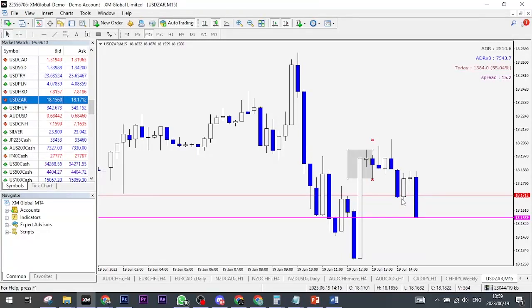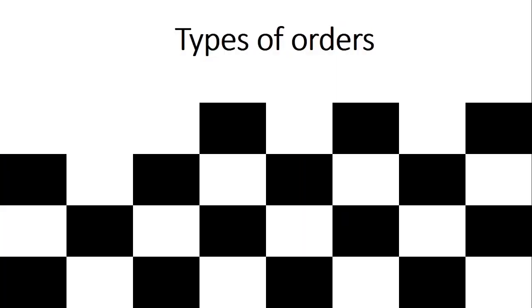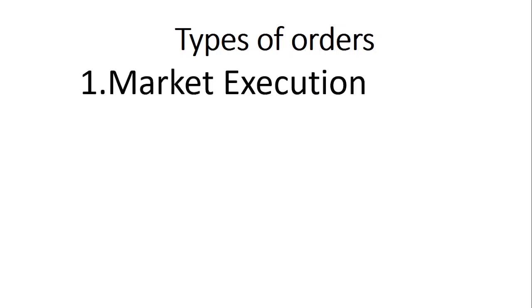Let us move on to types of orders. In this session we're going to be learning about types of orders. There are two kinds of orders in forex trading. The first order is market execution.